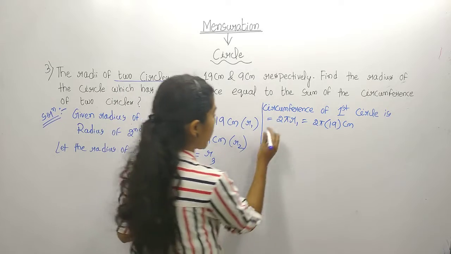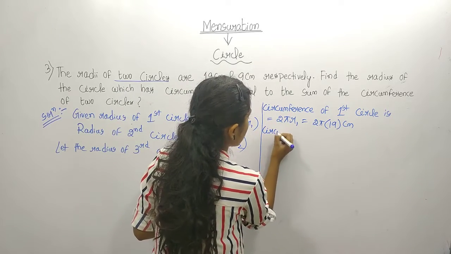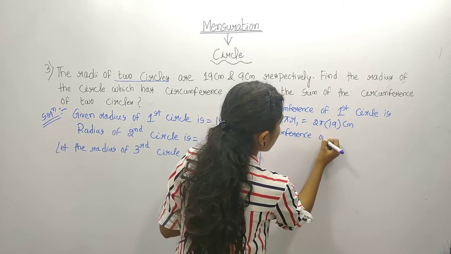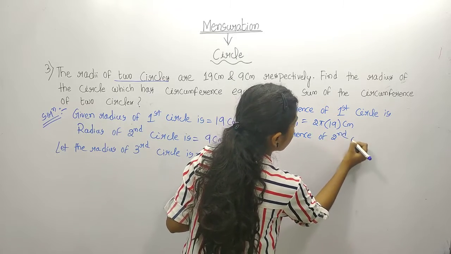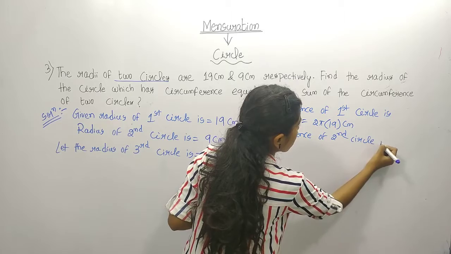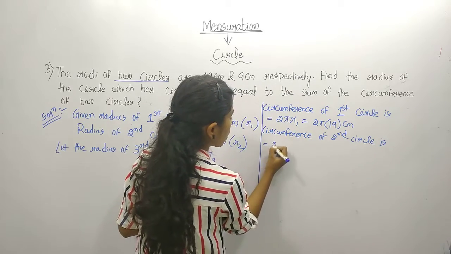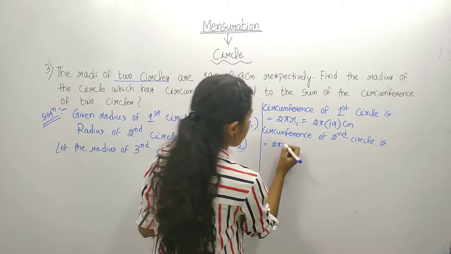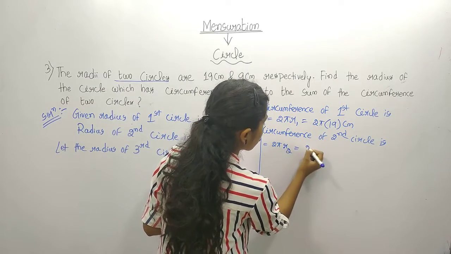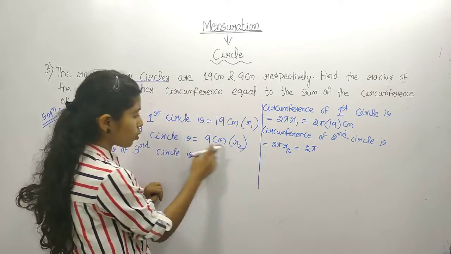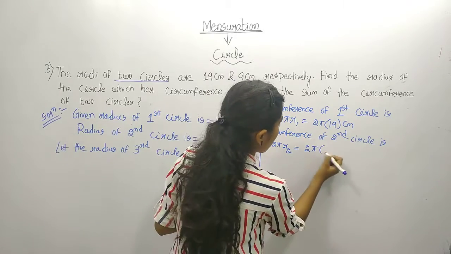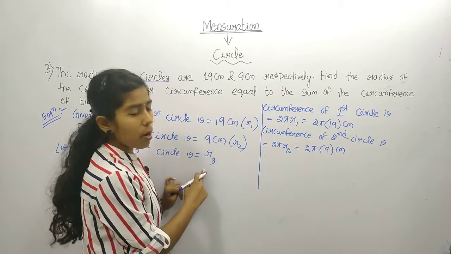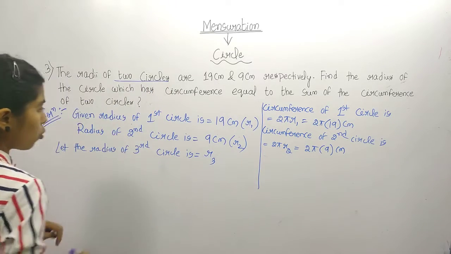Similarly, circumference of second circle is equal to how much? 2 pi, but radius will change. It is r2. So 2 pi r2. How much is r2? 9 cm. So here 9 cm. We don't know about r3. So let's go to the question now.